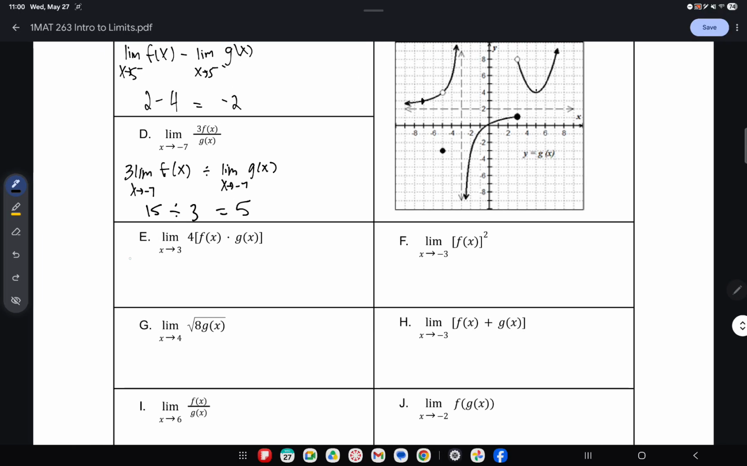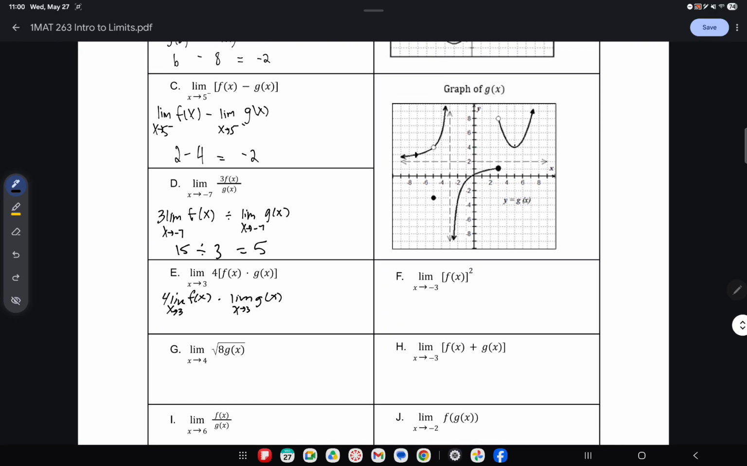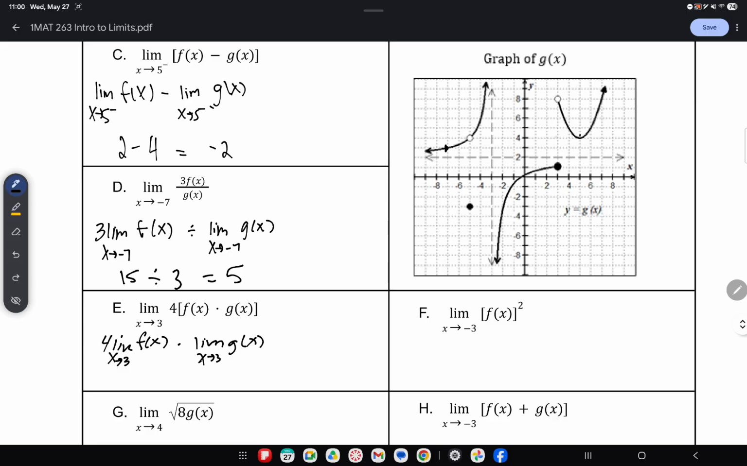All right, let's separate these out. We got 4 times the limit as x approaches 3 of f of x times the limit as x approaches 3 for g of x. All right, well, I'm looking here at g of x. Here's 3. The limit from the left and the right do not match. So that limit doesn't exist here. And because of that, doesn't matter if this is a number or not, the entire thing can't exist if one piece of it doesn't exist.